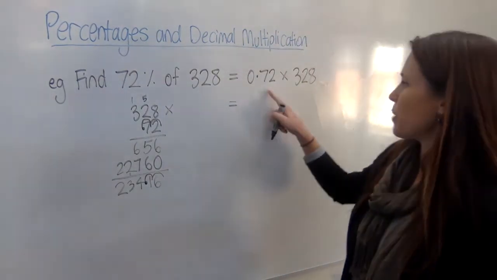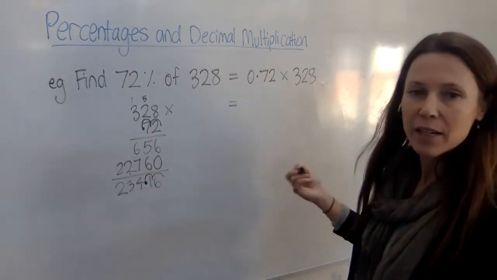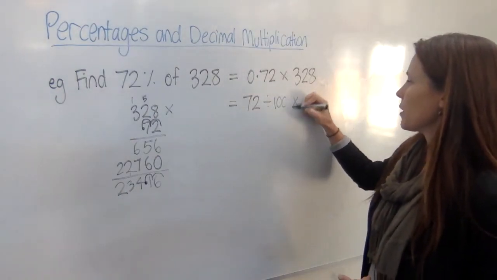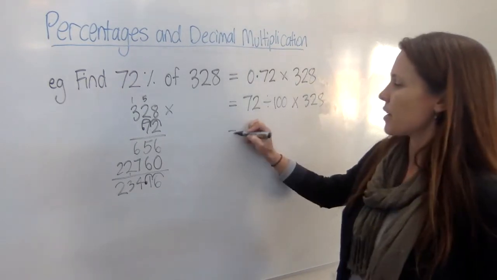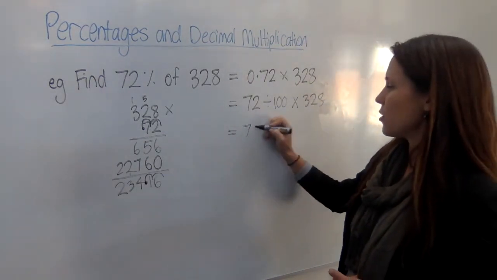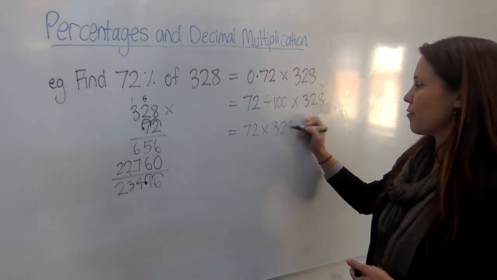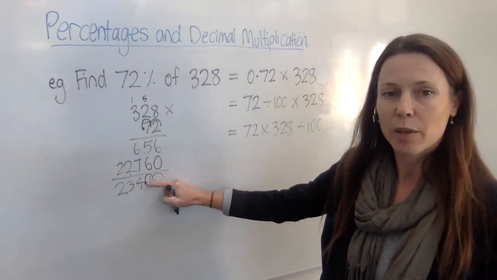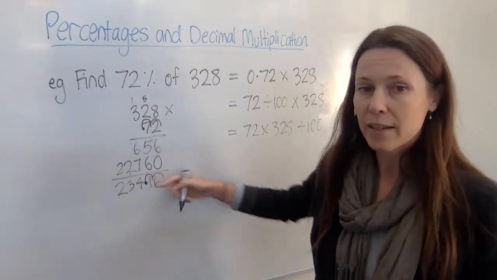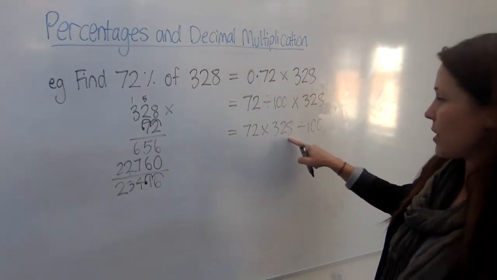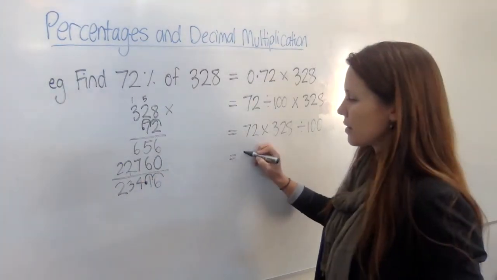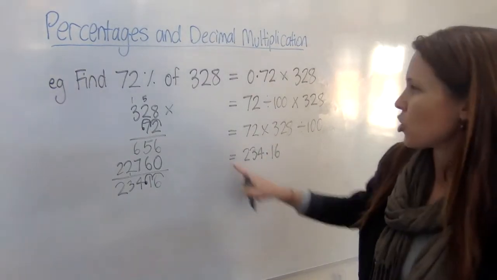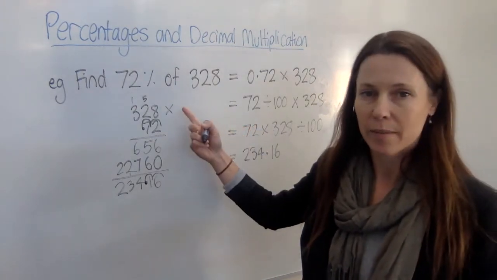The other way of thinking it through would be to say, let's change this question so that it doesn't have any decimals in it. And so this is 72 divided by 100 times 328. We're doing the same thing here because we can rearrange this and do the 72 times 328 first, then divide by 100. And that's exactly what I've done over here by doing the 2 jumps of the decimal point in the question and the answer. I've basically done 72 times 328 and then divided by 100, and the answer is 234.16.